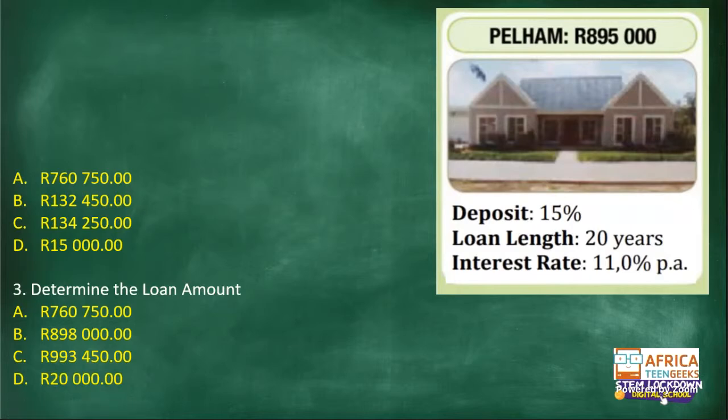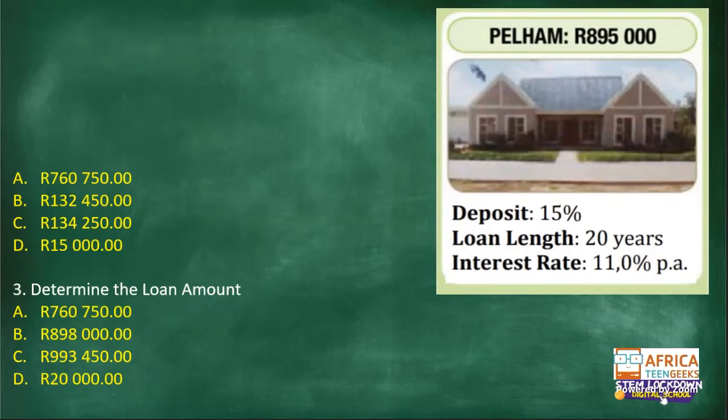And what's important here is that we need to pay a deposit of 15%. And the period is 20 years, and the interest rate, of course, will be 11% per annum. So that's 11% per annum. So that's 11% every year of the interest rate.